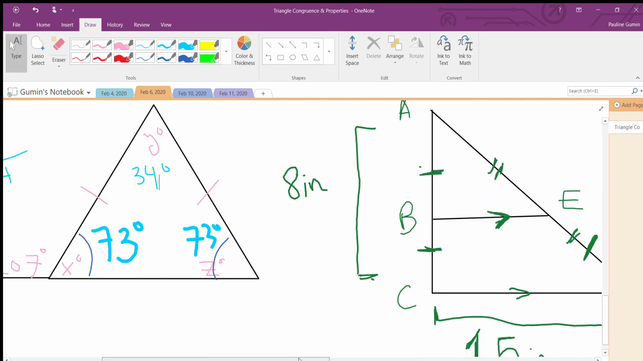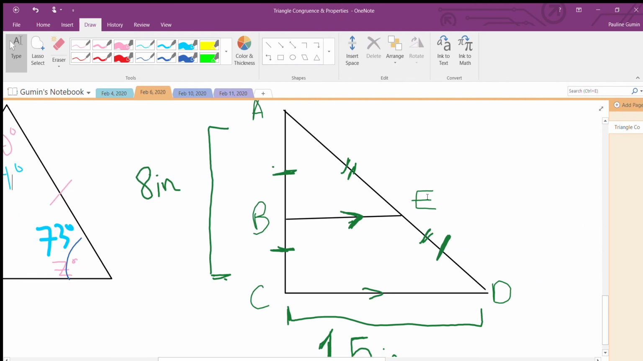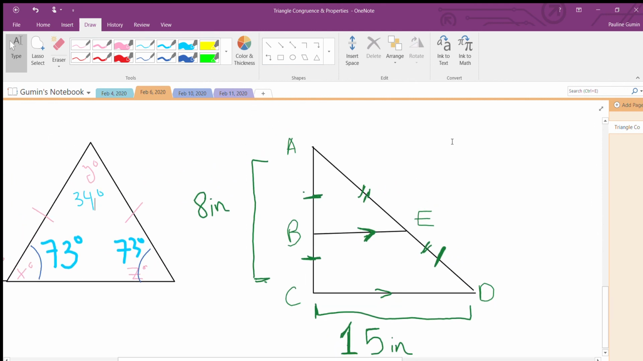Alright. Here is a final little property of, specifically, right triangles. Okay. So here we have a right triangle. We have the value of two sides. We could find the third, but we don't really need to. What I'd like to know is the value of AB and BE.